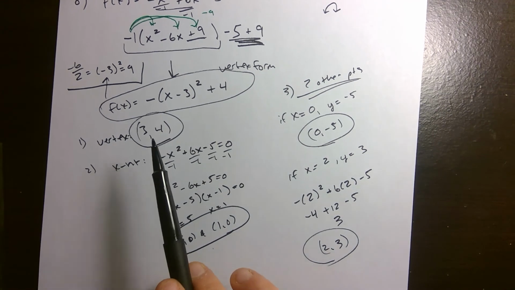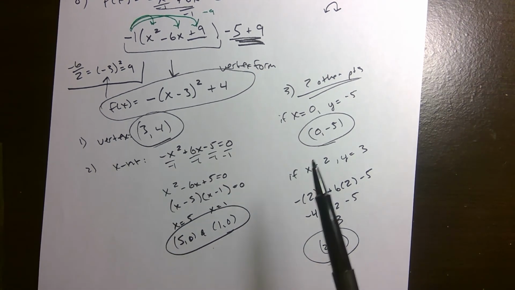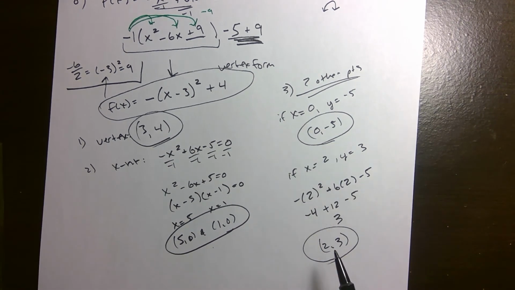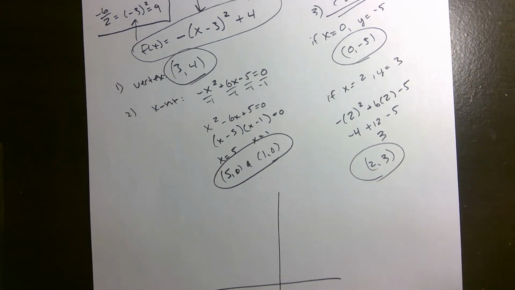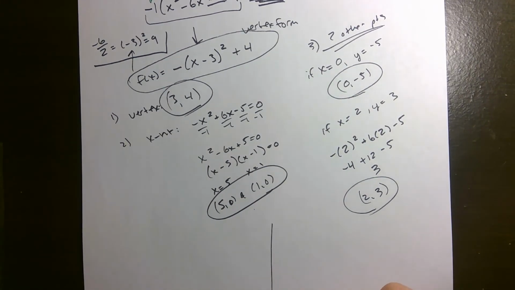And so now, again, I have the vertex. I have two x-intercepts. I have the y-intercept, and I have some other point. And so now I'm ready to graph this thing. And so I come down here. Let's see.